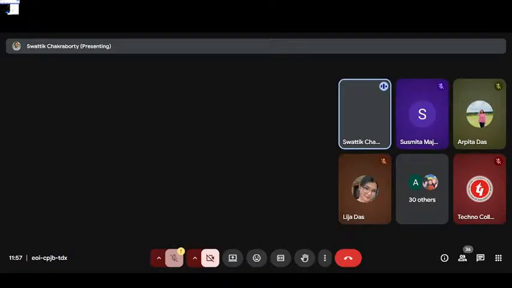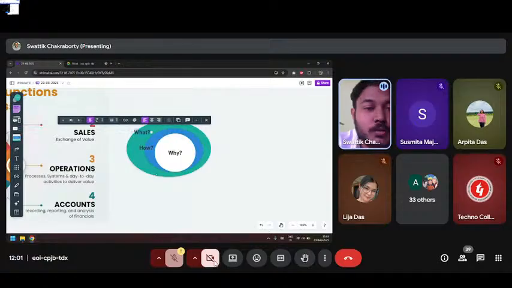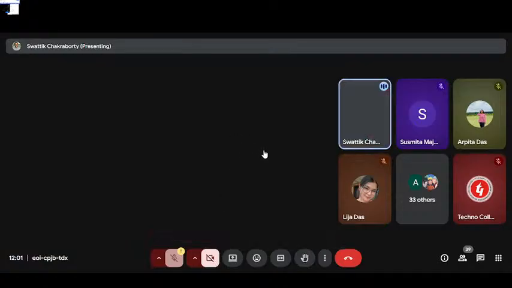Moving forward, as we have already understood what functions are generally in a business or a startup, I want to now move into today's particular topic.